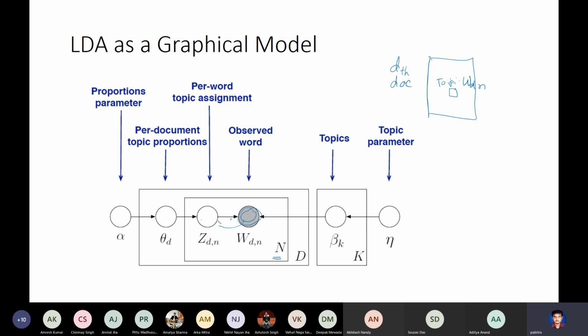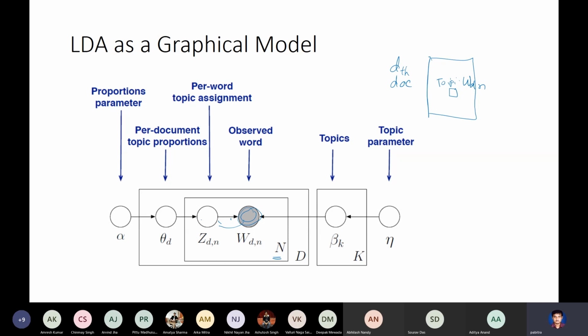All right, but generation of a word is not just decided by which topic I choose to generate it from. Along with that, it is also decided by the word distribution of that particular topic. For example, let's say this. As we go outside and expand this plate diagram, I'll see.